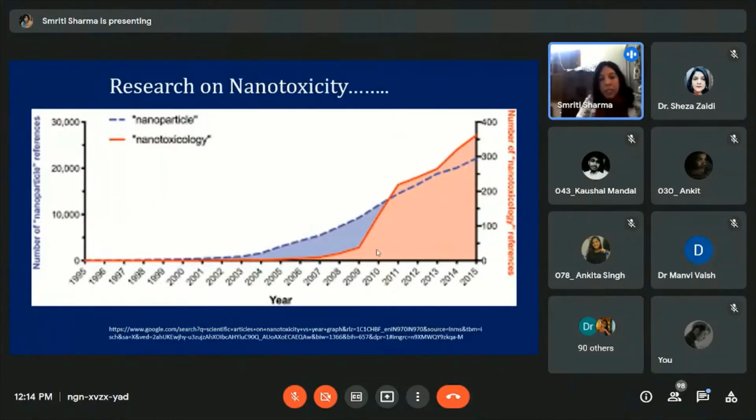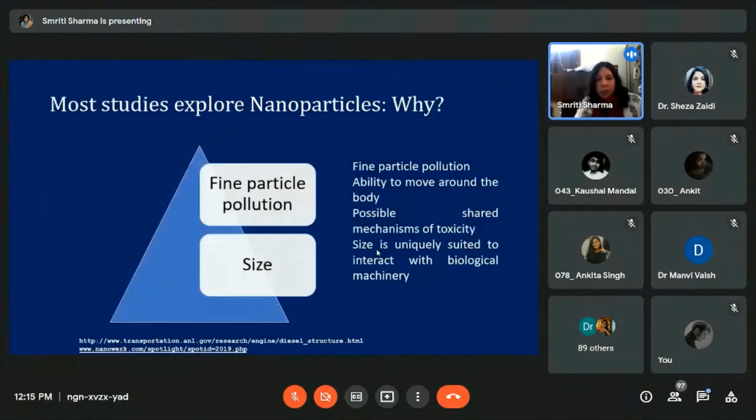And nanotoxicity is also a major challenge, because recently there have been so many products based on nanotechnology. So we don't know what the status is. Is it entering into our body? Is it toxic or not? So research on nanotoxicity is also increasing, you can see I have data till 2015. Why? Because we don't know what nanoparticles are doing in our body. They can cause fine particle pollution because of their small size.